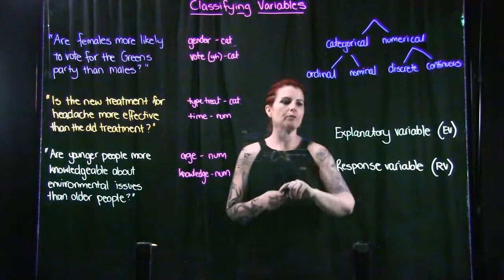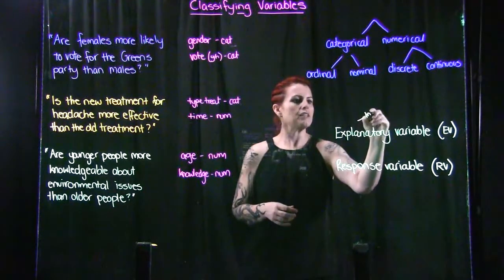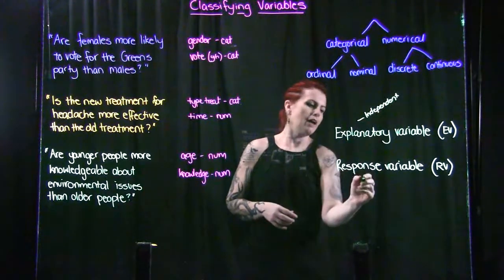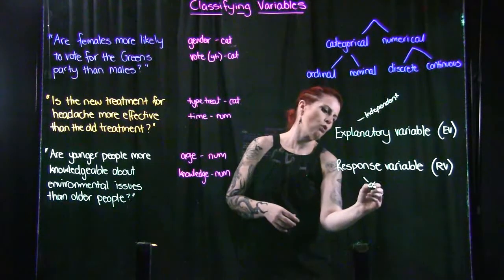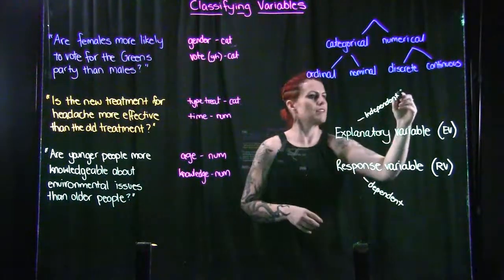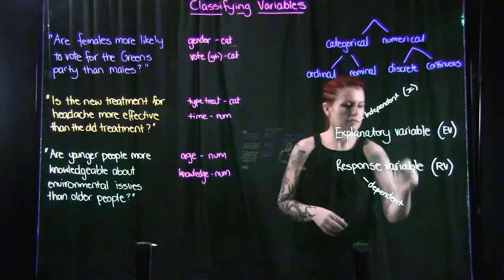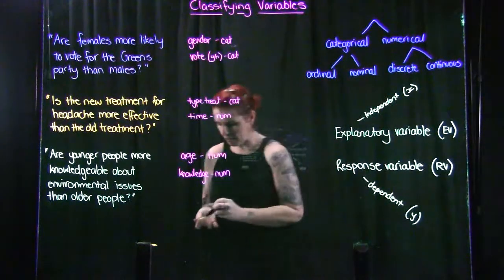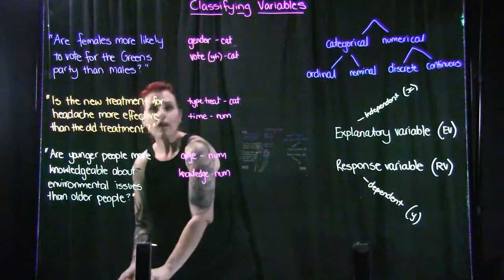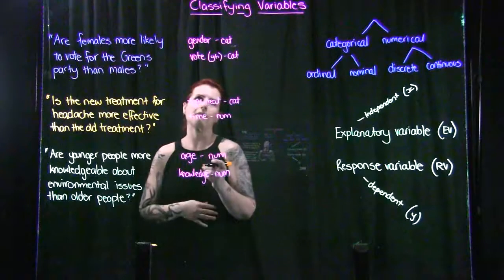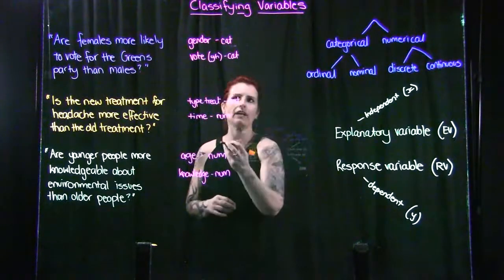So the explanatory variable is often called the independent variable, and the response variable is often called the dependent variable. That also means that independent is the x, dependent is the y variable when we're graphing. Okay, so when we look over here, are females more likely to vote for the Greens party than males? We've got gender and we've got voting.